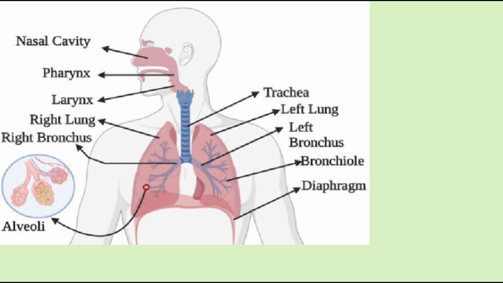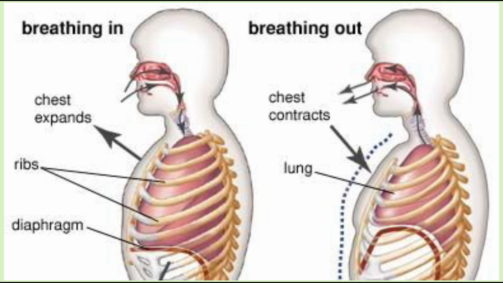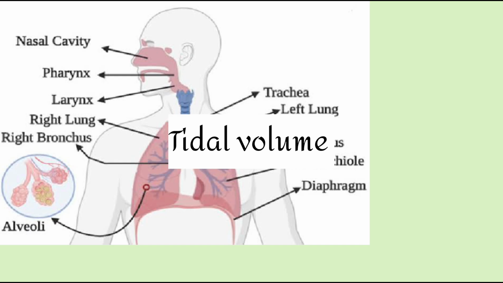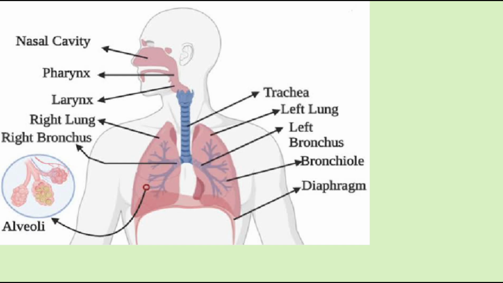So, these phases occur due to pressure changes in the thoracic cavity, caused by the contraction and relaxation of the diaphragm and intercostal muscles. The respiratory volumes and capacities describe the amount of air involved in different phases of breathing. Tidal volume is the air inspired and expired in a normal breath, approximately 500 ml.